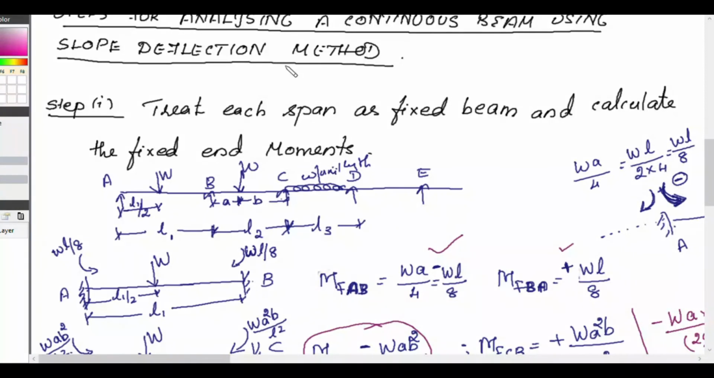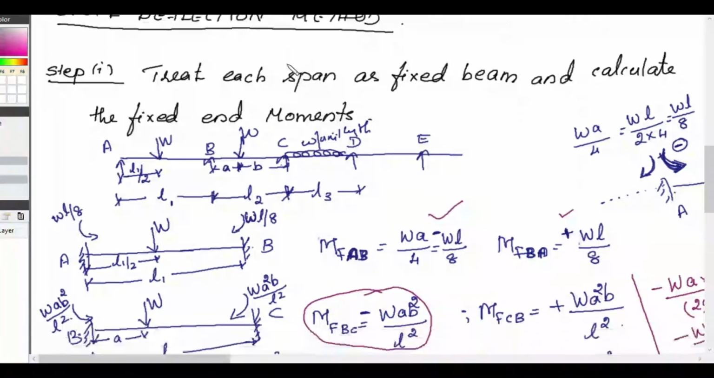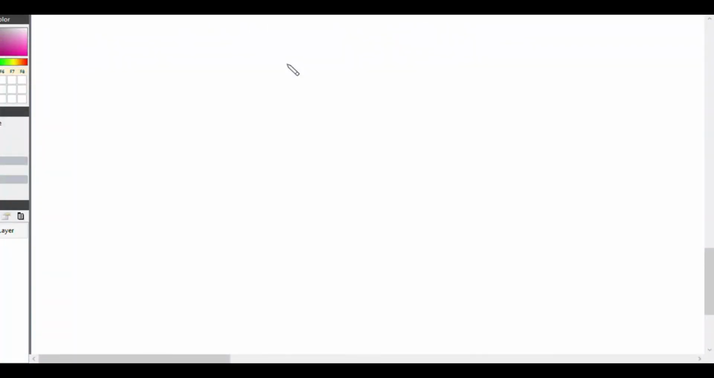Now the second step. In the first step, we assumed all the spans are fixed and found the fixed end moments. Now, in the second step, we have to write the slope deflection equation in terms of end moments, fixing moments, joint rotation and joint translations for each span. That means we are writing the slope deflection equation for each span. That is our second step. Okay, we will write the second step. So, step 2.